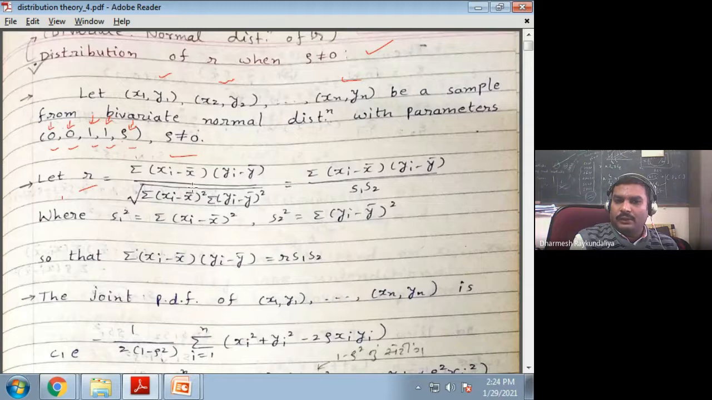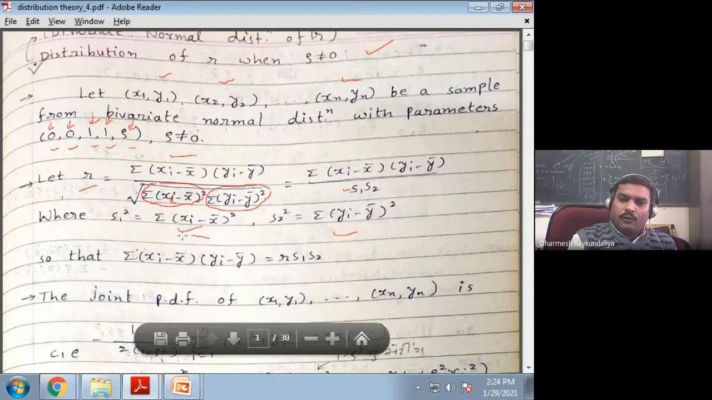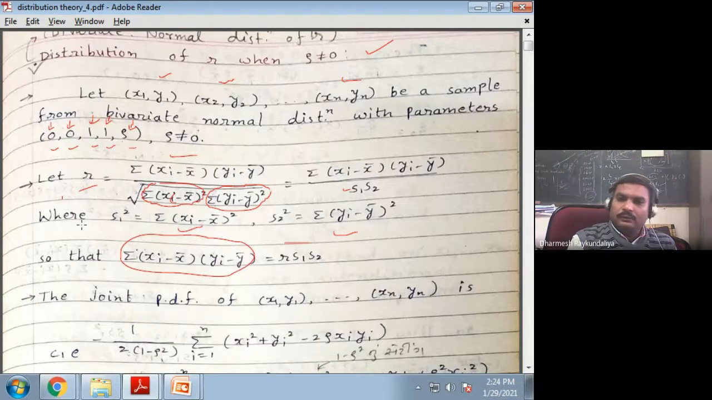We call them S1 square and S2 square. So when you take the square root, it is written as S1, S2, where S1 square is this and S2 square is defined as this. So the sample covariance between x and y is given by r S1 S2.